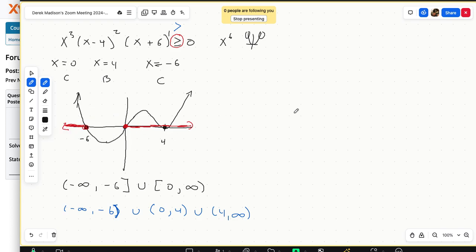If you're not super comfortable with graphing, then the alternative is still to make this number line. So figuring out the 0, the 4, and the -6, that's all the same. So we'll come over here and we'll go, this is going to be -6. I'm going to call this 0. And I'm going to call this 4.